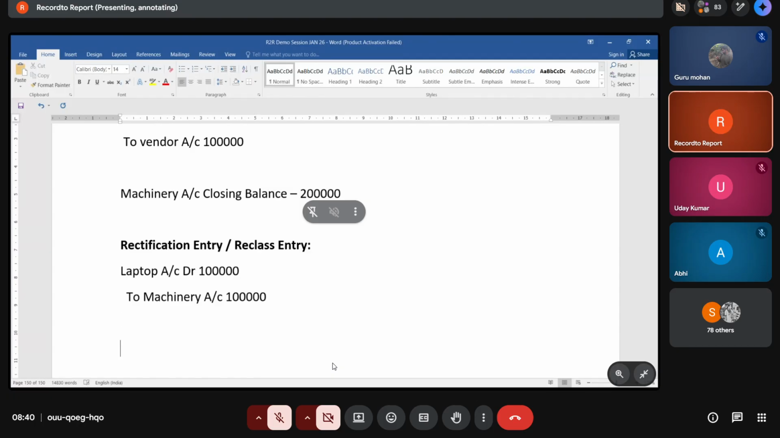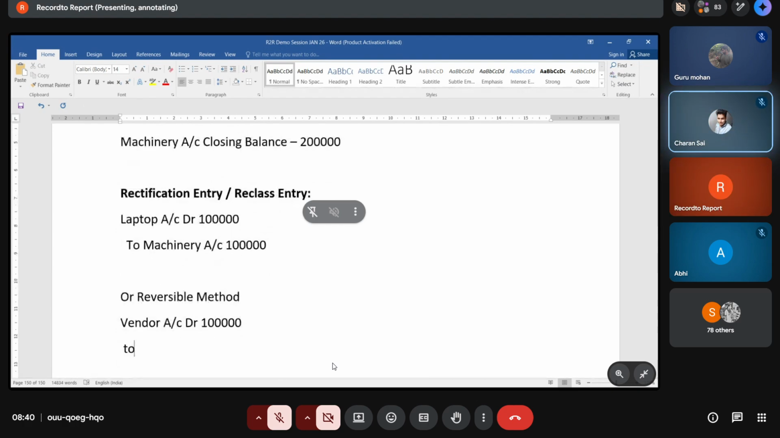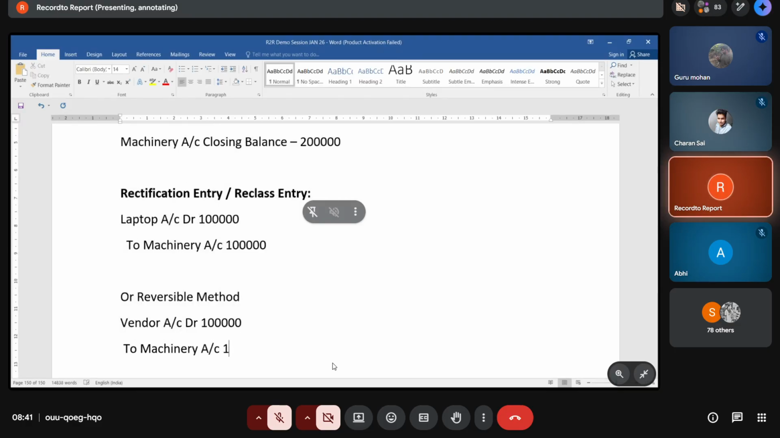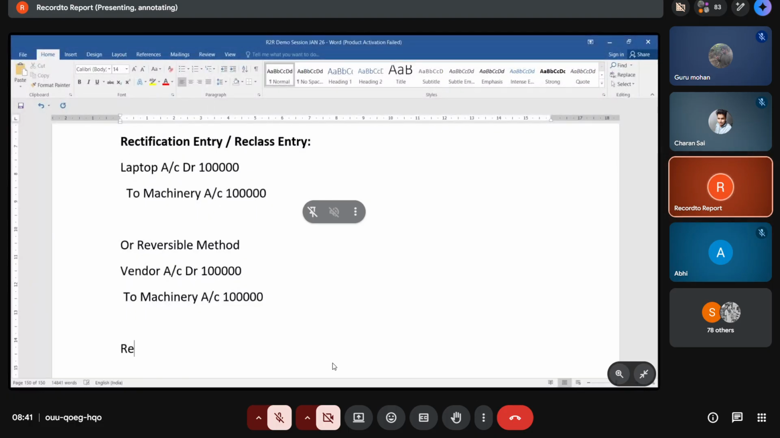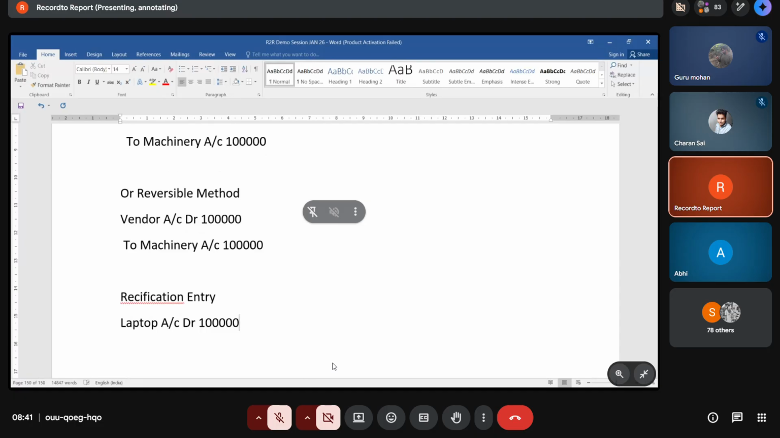Or else you can use the reversal method. What is the reversal method, guys? No companies are doing it right now, but for your information: instead of debiting the laptop, we debited missionary. So we will credit the vendor account to the missionary account, 1 lakh. Again, the rectification entry is laptop account to the missionary or vendor account. Clear? So this is 2 entries.